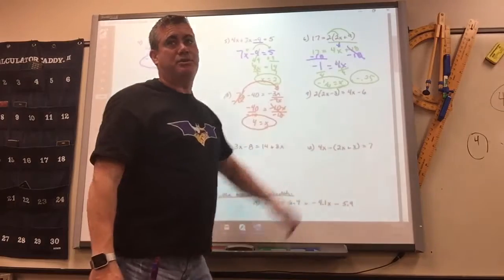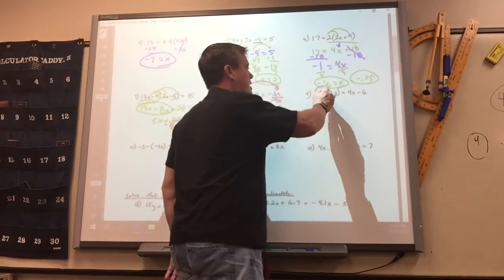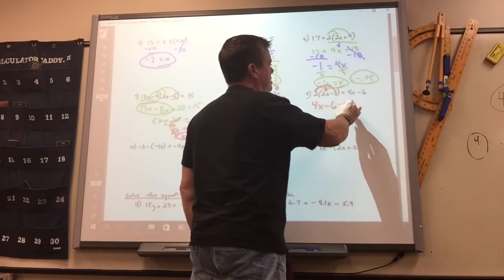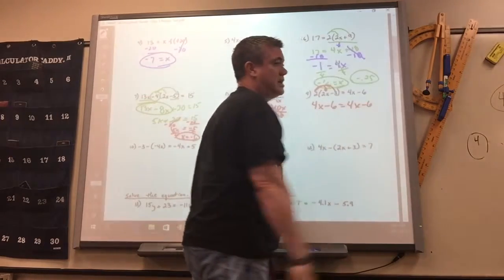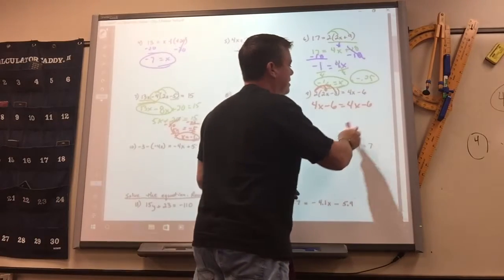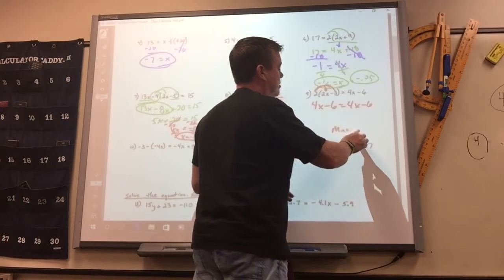Here we've got to distribute the 2 through. 2 times 2x is 4x. 2 times negative 3 is negative 6. Equals 4x minus 6. Right. If it's the same thing on each side, it's many solutions.